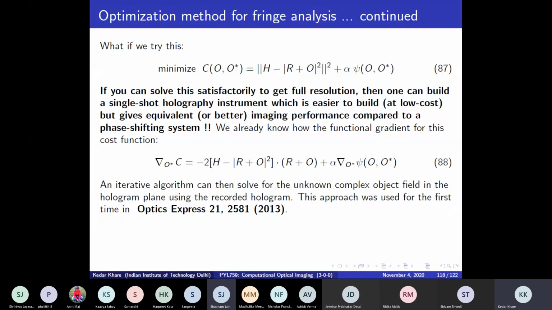Sir? Yes. In equation 87, the function O that we are using, is it obtained from solving that quadratic equation, or is it just a random guess? No, it is a guess. Okay, so O is not obtained by solving the quadratic equation.